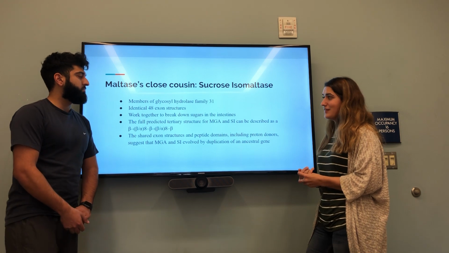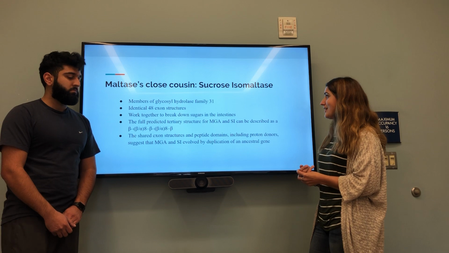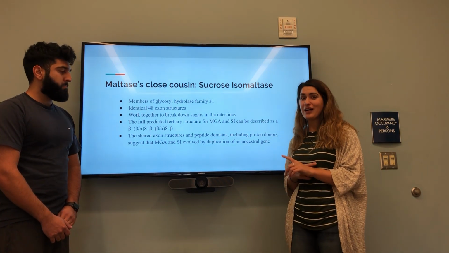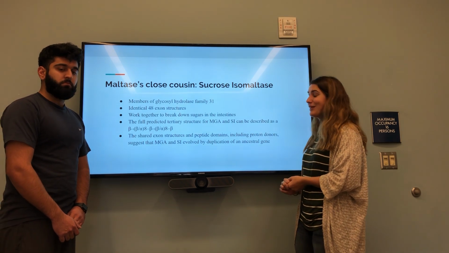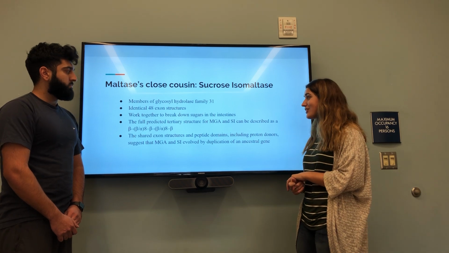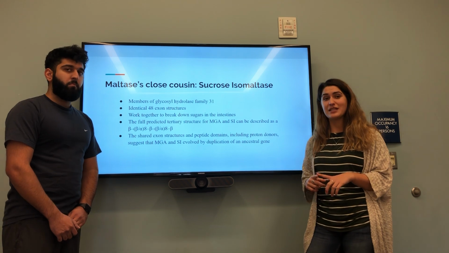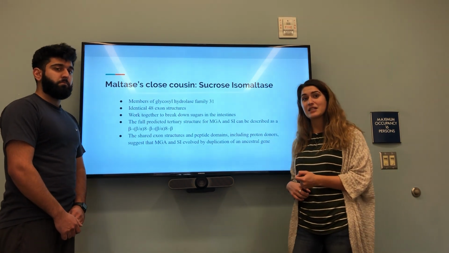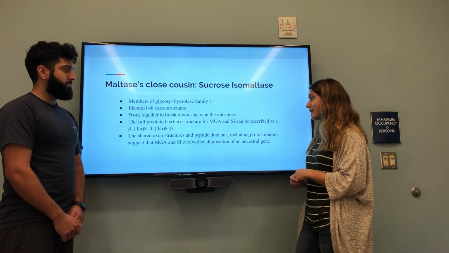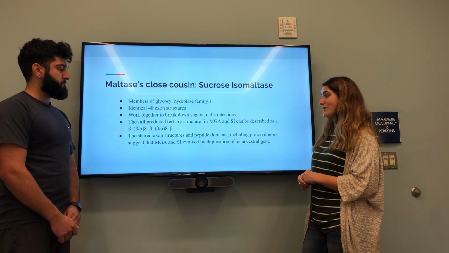All right, so this is another slide that's kind of talking about the relationship between maltase and sucrose isomaltase. We said they're close cousins because they're members of the same family, the glycosyl hydrolase family 31. They have identical 48 exon structures, and they actually work together in the intestines to break down sugars. So maltase can break down 1,4 glycosidic linkages. Sucrose isomaltase can break down both 1,6 and 1,4 glycosidic linkages. And then they have shared peptide domains.